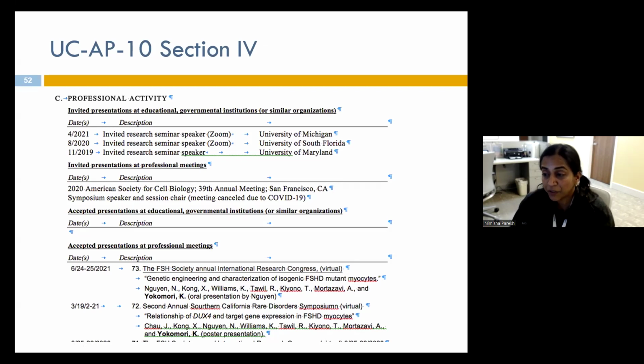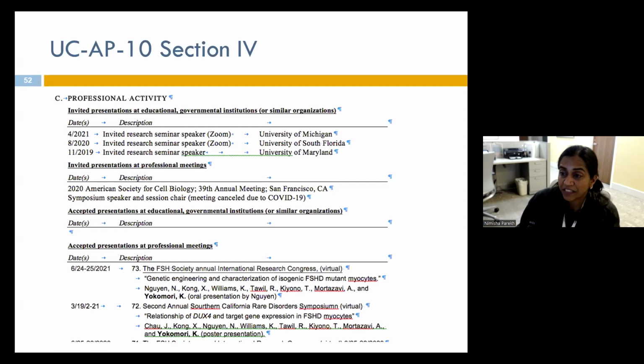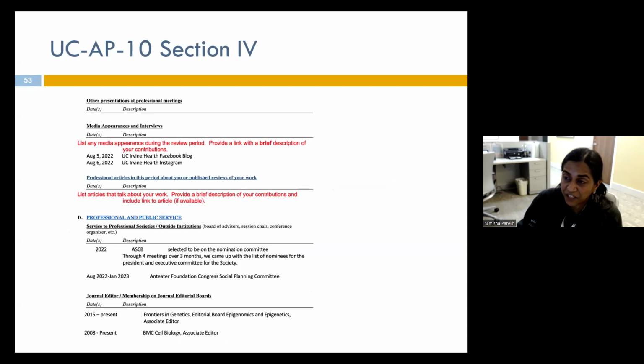If you had a poster accepted, then that's under accepted presentations at professional meetings. So that's where you would include all these. Let's say you're working on a case presentation with a medical student or a resident and it gets accepted, you would include it here. Let's say you have other presentations at professional meetings. So let's say you were invited to give a talk or a presentation. I mean, it can probably fall in one of these others, but if it doesn't fit the typical, then I would put it here under other presentations.